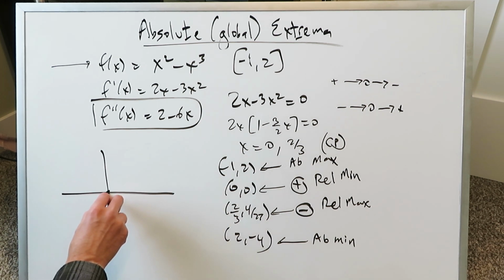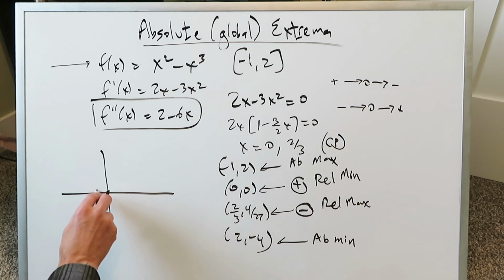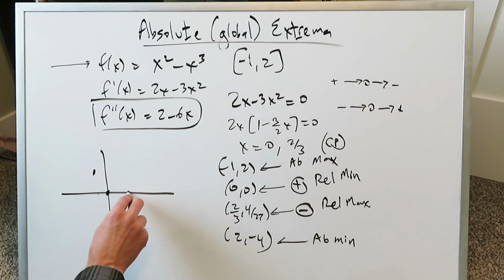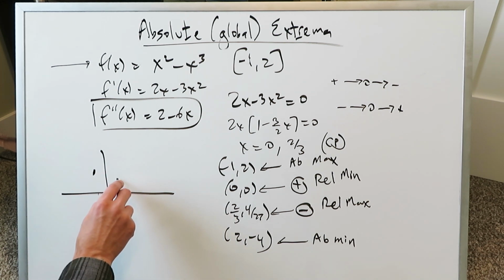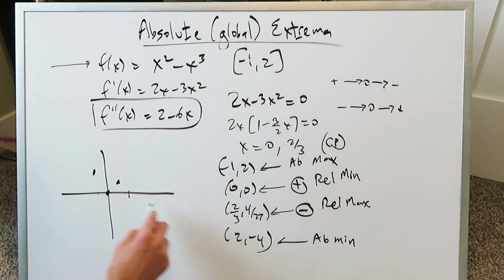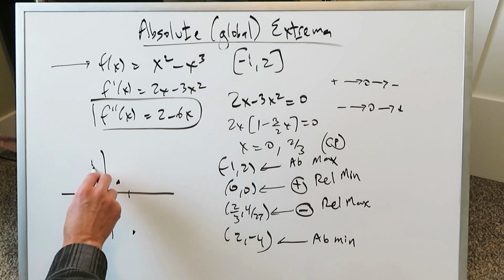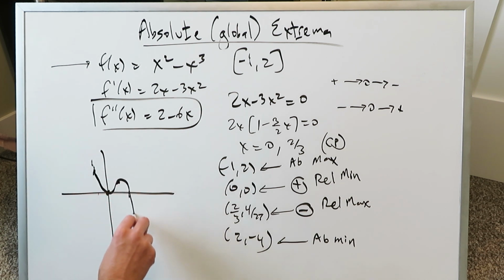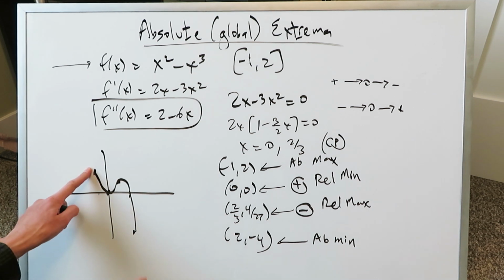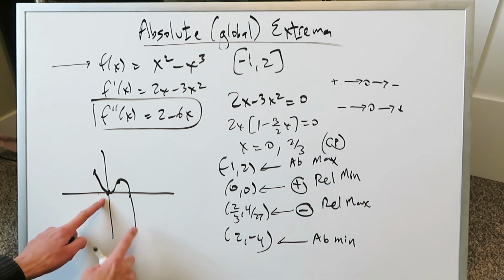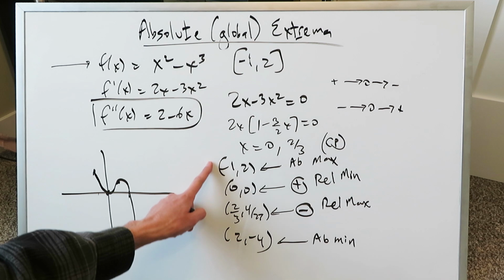0 comma 0, I have minus 1 comma 2, I have 2 over 3 comma 4 over 27, and then I have 2 comma minus 4. I have a graph which looks something like this. It's coming like this and like that. I won't draw it beyond the intervals. Here's my absolute maximum, my absolute minimum, my relative minimum, and my relative maximum, and it's all looking good to me.